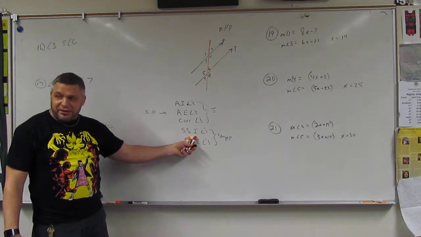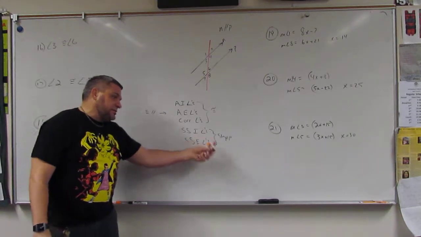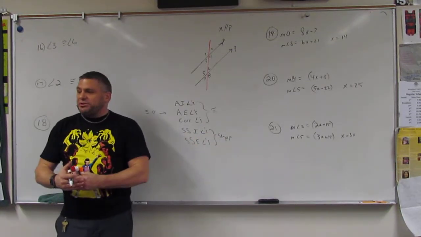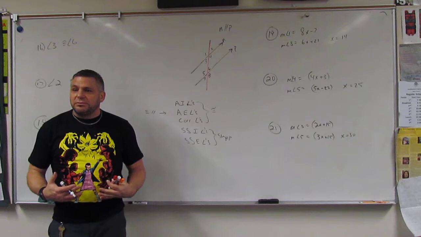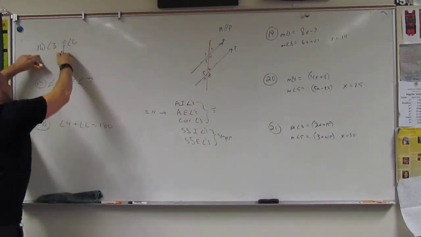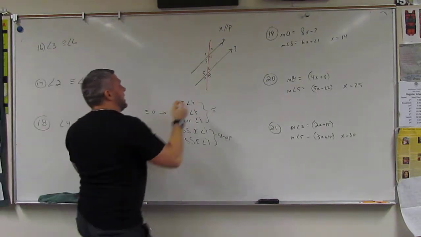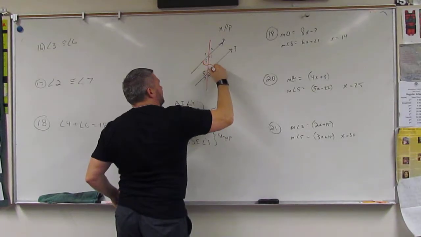If they're parallel, then this is true. Same side interior angles are supplementary. Same side exterior angles are supplementary. We know that's true. Now we've got to prove it. We've got to use these proofs to prove what these are. So we go angle 3 and angle 6.